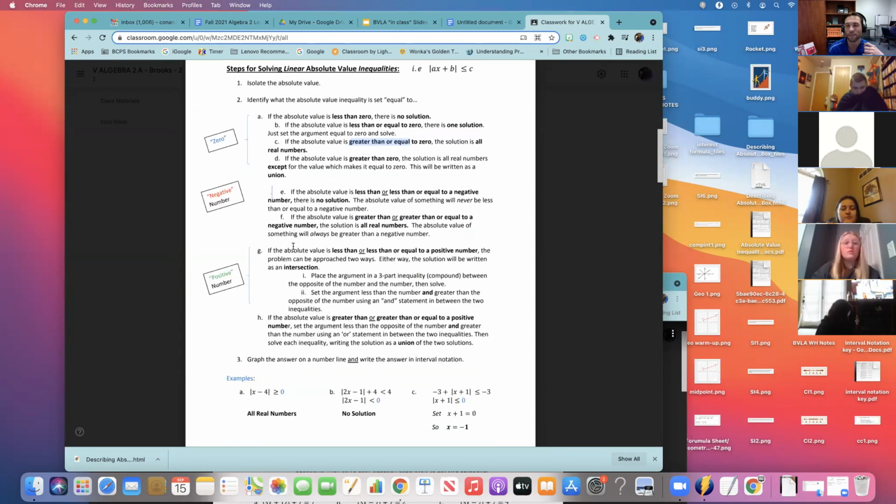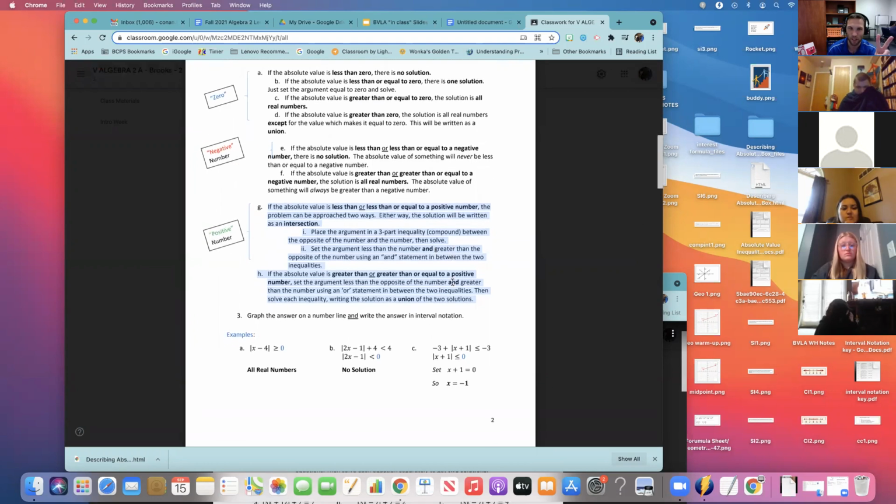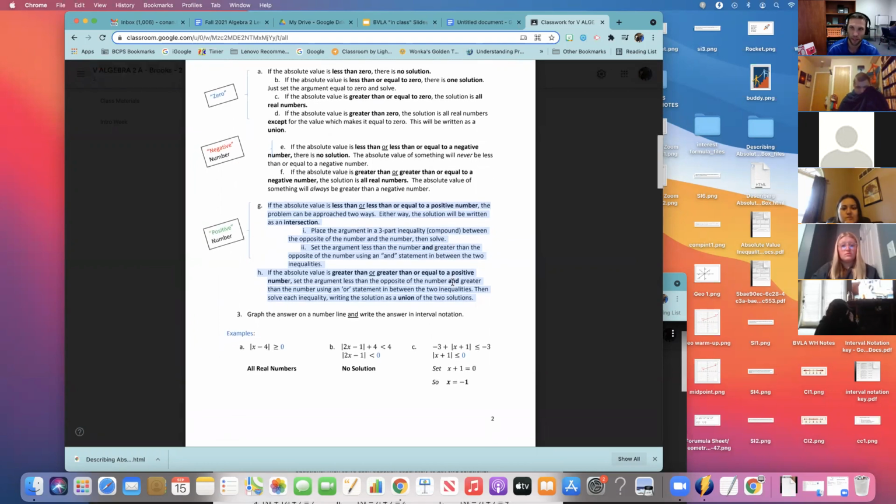For this class, 99% of the time, it's going to be equal to a positive number. Okay. And when it's equal to a positive number, and remember, because it's an inequality, it's either greater than a positive number or less than a positive number. You are going to split it into 2 equations and write it with the inequality with a positive answer, and flip the inequality and write it with a negative answer.